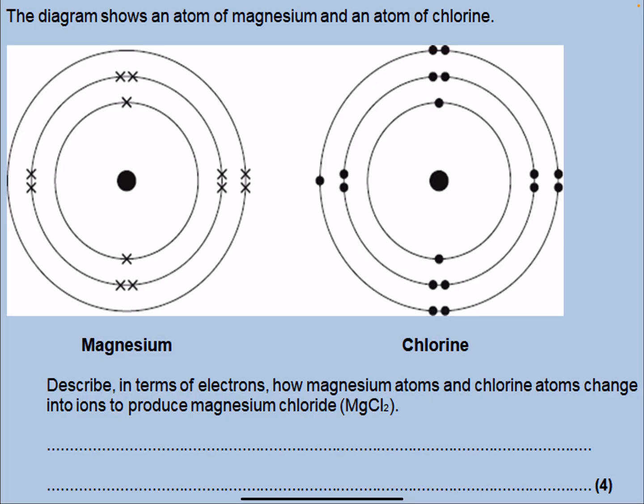Here are some questions for you to do. You can clearly see there's a magnesium atom and a chlorine atom. Describe in terms of electrons how magnesium atoms and chlorine atoms change into ions to produce magnesium chloride. It's worth 4 marks. So pause the video here.